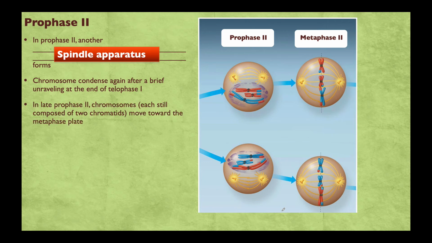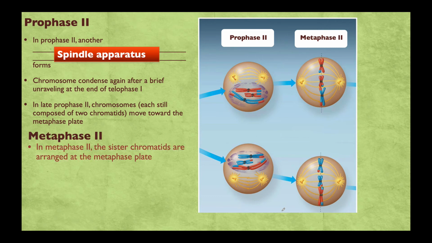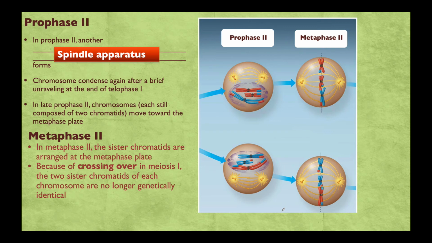In the late part of this stage, the chromosomes will move towards that metaphase plate. In metaphase, we know what happens. They line up down the center there. And because of crossing over, the two sister chromatids are no longer genetically identical. We've got a whole bunch of different recombined chromosomes now. The kinetochores of the sister chromatids attach to microtubules extending from opposite poles on the left and the right.